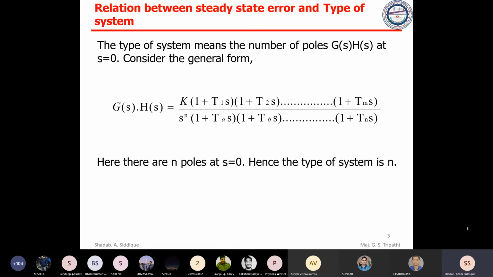Previous lecture. So type of a system means the number of poles of G(s)H(s) at the origin, or at s equal to 0. So consider the standard time constant form of the open loop transfer function, G(s)H(s) is equal to K into (1 plus T1 s) and so on. T1, T2, T3 are the first, second, third time constants, up to the mth time constant, and those are the time constants of the poles other than s to the power n, where n is equal to the number of poles at s equal to 0. So there are n poles at s equal to 0. Hence the type of the system is n.